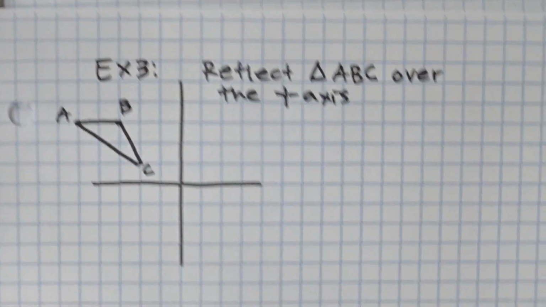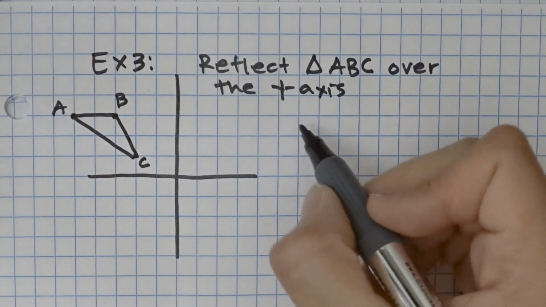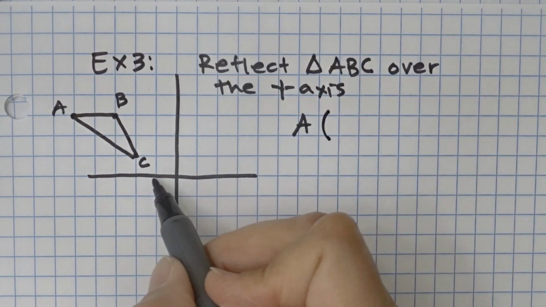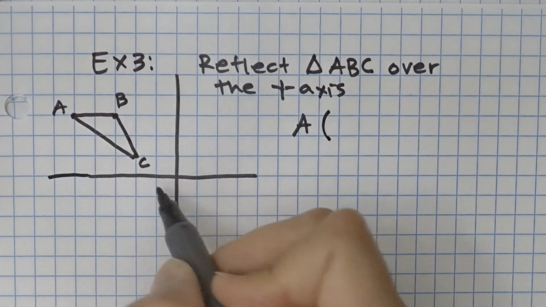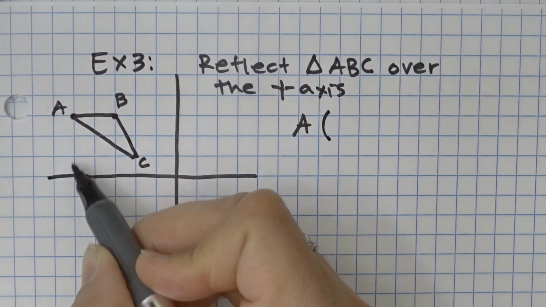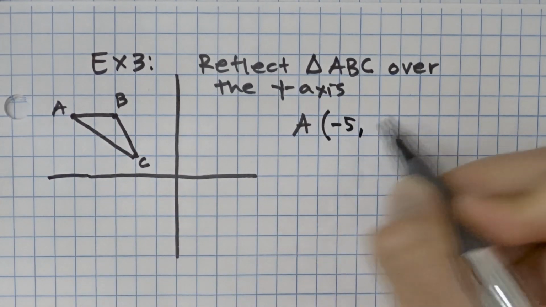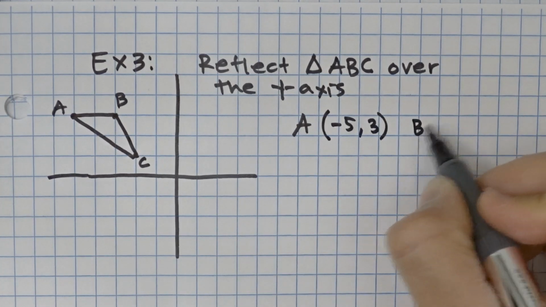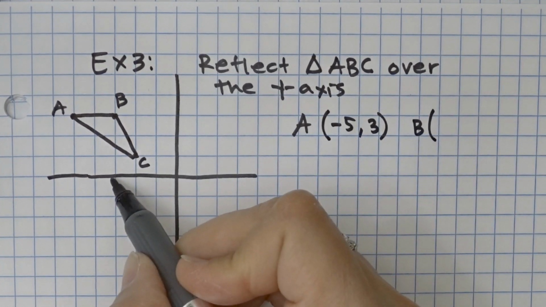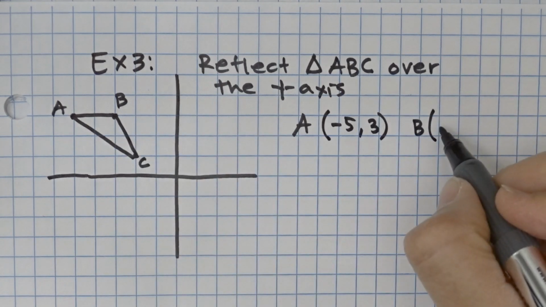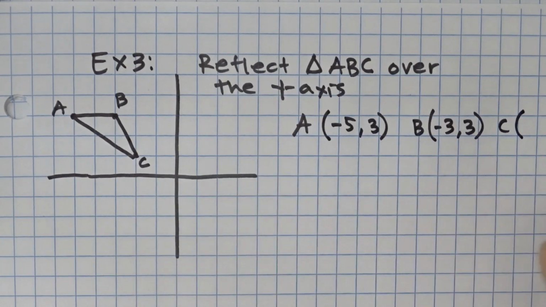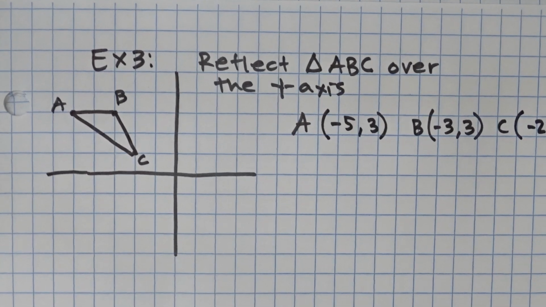Now, I don't have the coordinates, but I can get them from the graph. And I'm going to do the shortcut on this one. A originally is 1, 2, 3, 4, 5, -5, 3. And B is originally -3, 3. And C is originally -2, 1. So those are my original coordinates.